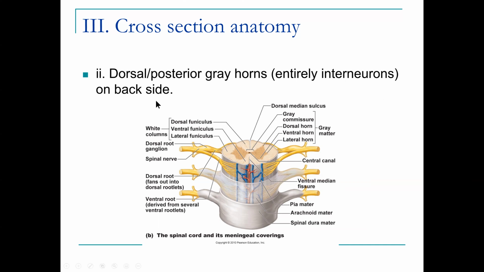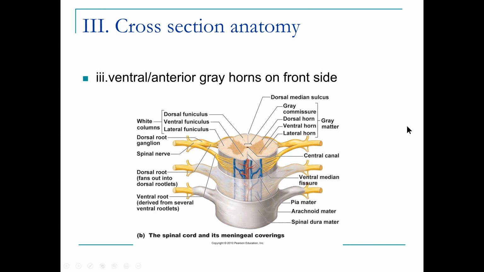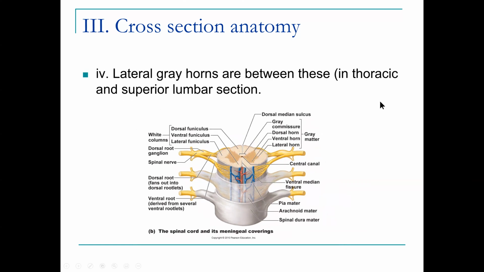Dorsal posterior gray horn, entirely interneurons on the back side. Ventral anterior gray horn, so this is ventral anterior gray horn. That was dorsal posterior gray horn. Lateral gray horns are between those, and they're primarily in the thoracic and superior lumbar areas, because in the other areas, the spinal nerves that come out of there go into plexes: the cervical plexus, the brachial plexus, the lumbar plexus, and the sacral plexus. And we'll talk about those in just a little bit.